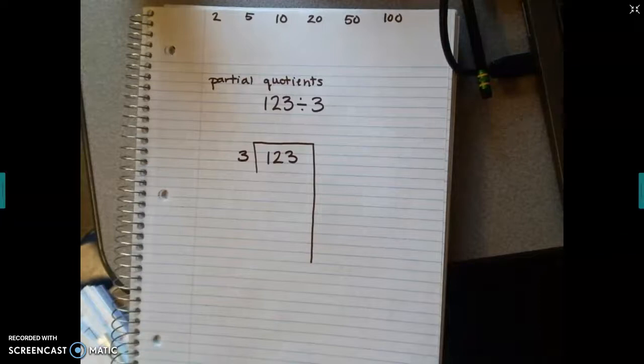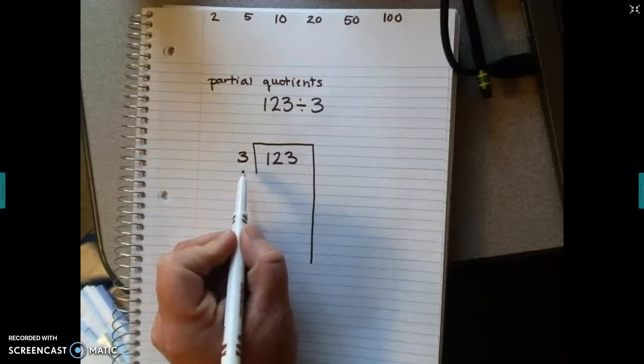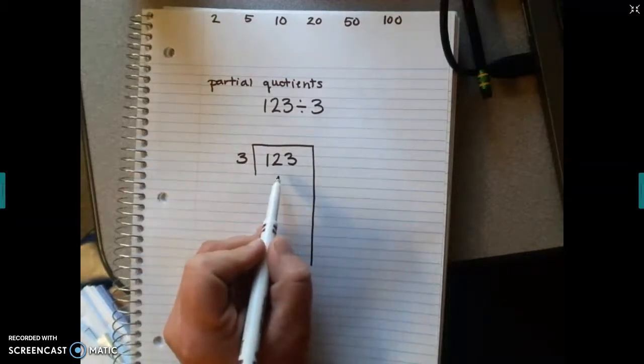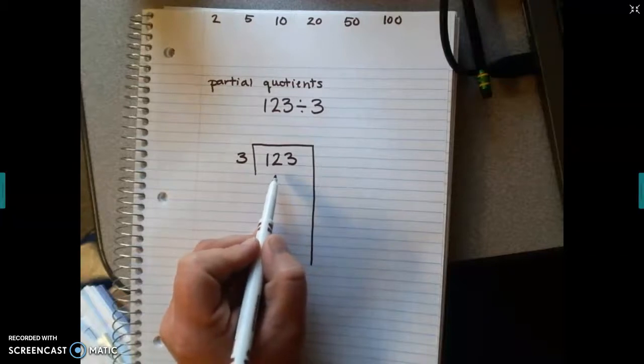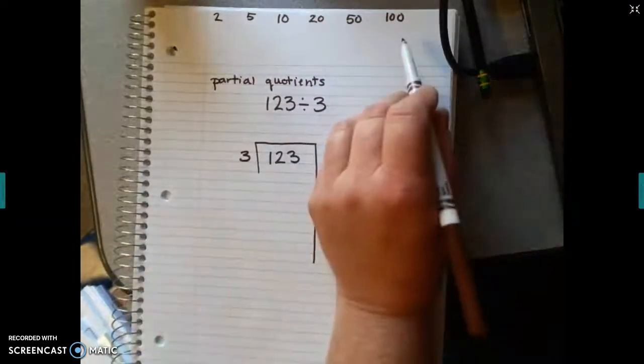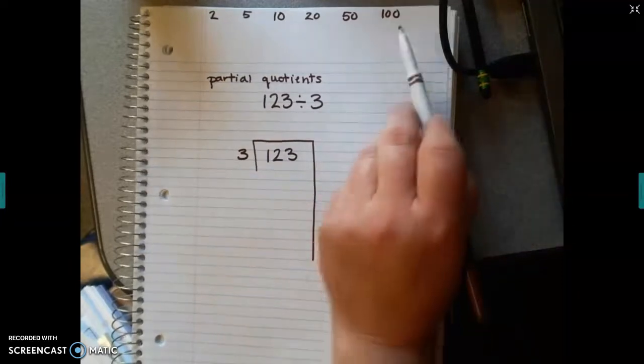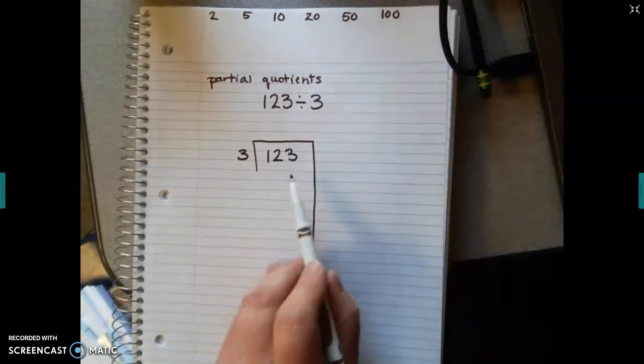So what we do is we think about the number 3, and we think about what can we multiply 3 by to get a product close to 123. We know we might not get exactly 123, but we want to get close. So that's where these numbers come in. So we usually start with the biggest. So we think if we multiplied 3 by 100, we would get 300.